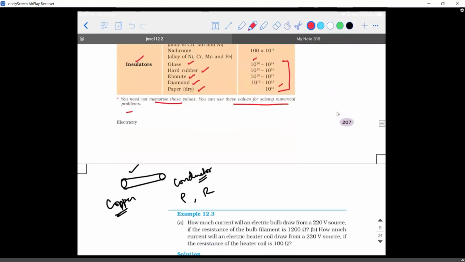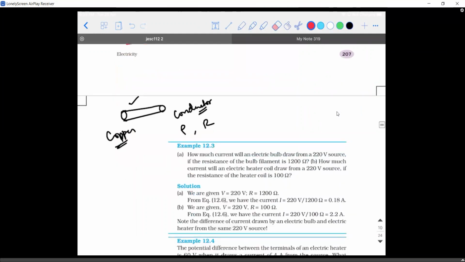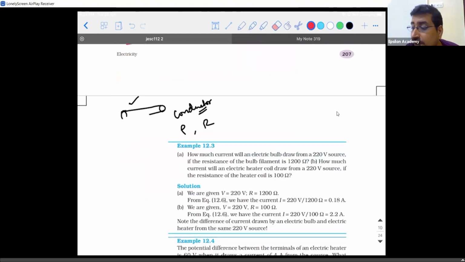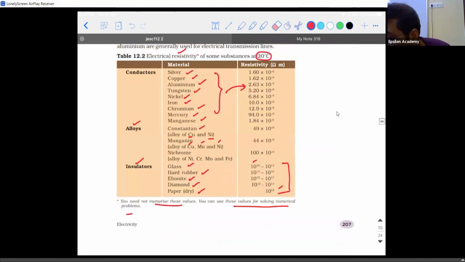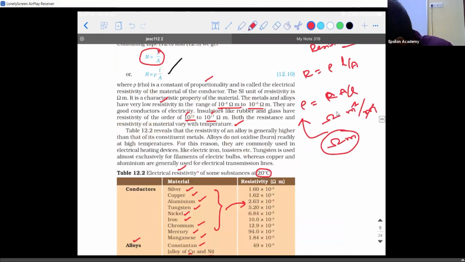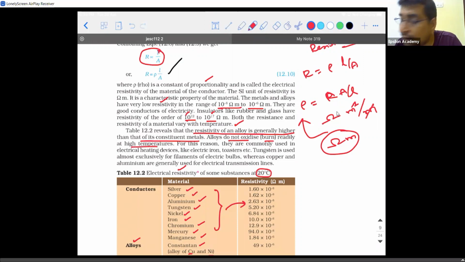Okay. Now, based on all these concepts that we have studied till now, how are we going to solve problems? That is more important. Before that, let me read out one more point. Table 12.2 reveals the resistivity of alloys is generally higher than that of its constituent metals. Alloys do not oxidize or burn readily at higher temperature. For this reason, they are commonly used in electrical heating devices.